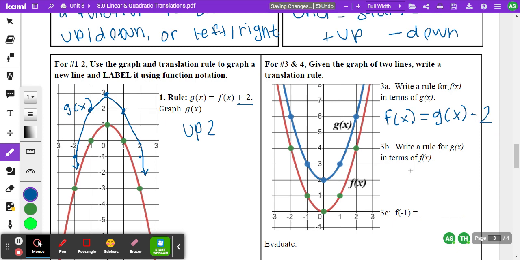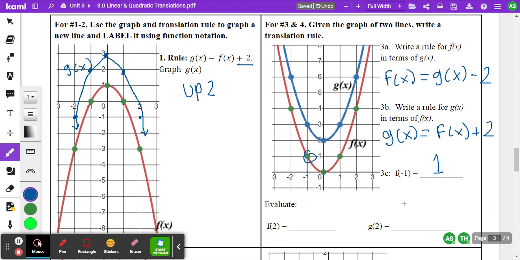Now write a rule for g of x in terms of f of x. So g of x equals f of x. When you start at f of x, you move up 2. So that's plus 2 for our rule. Now f of negative 1, we need to go to our f of x function and find negative 1 and see which y value corresponds to that, which is right here. So f of negative 1 is just 1.